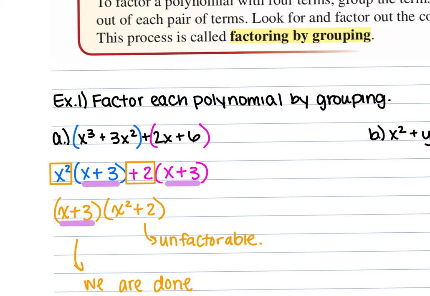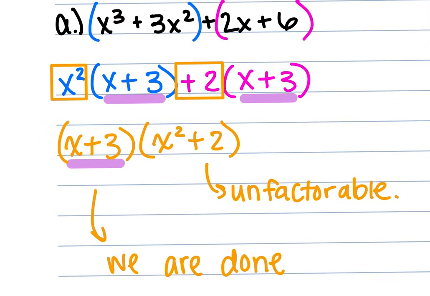Can anyone tell me why x squared plus 2 is unfactorable? Why couldn't we factor that any further? Daniel? Because the x is squared. Yeah, there is no GCF, you're right. But if this was x squared minus 4, we could factor it. What's different here? It's a plus. And is 2 a perfect square? No, so it's also unfactorable based on that.